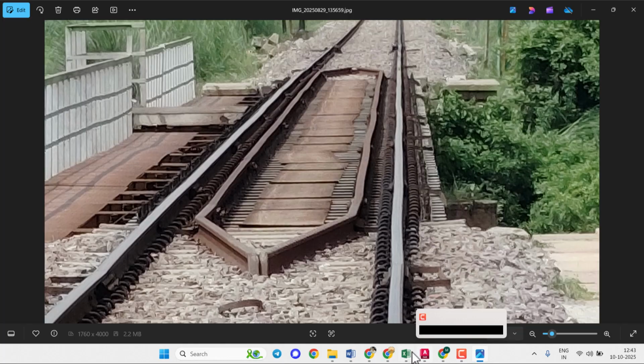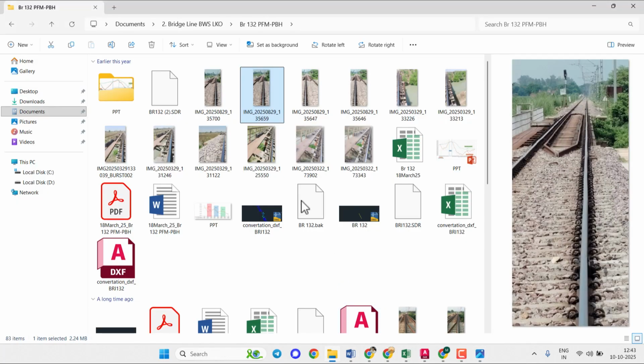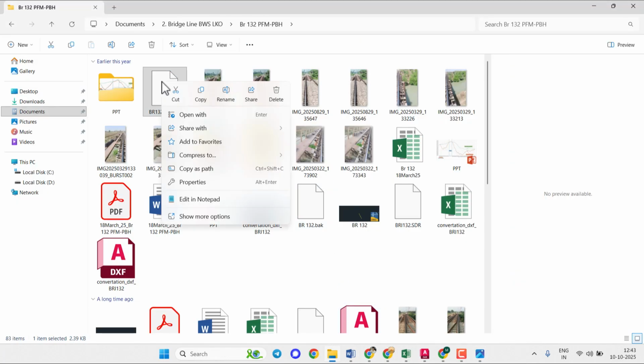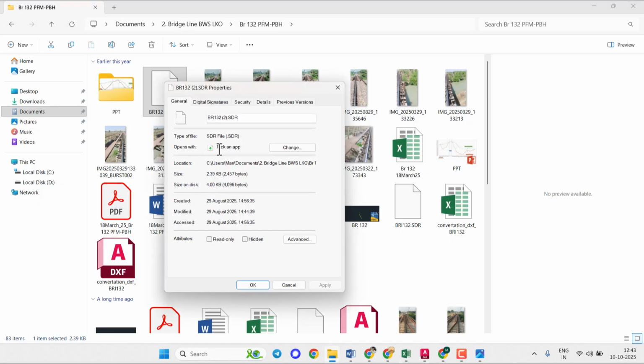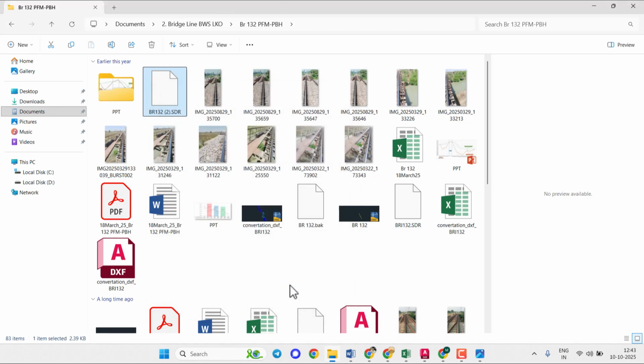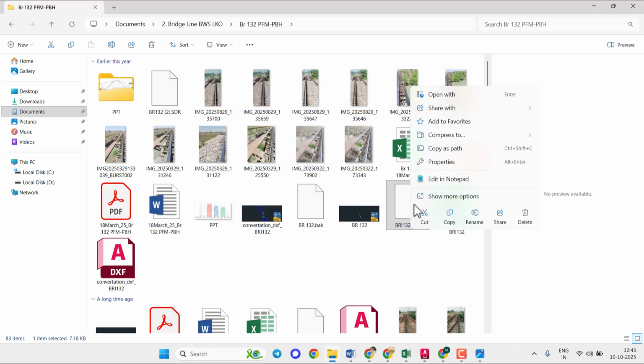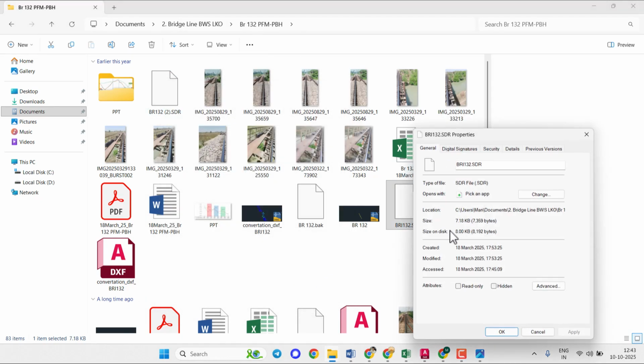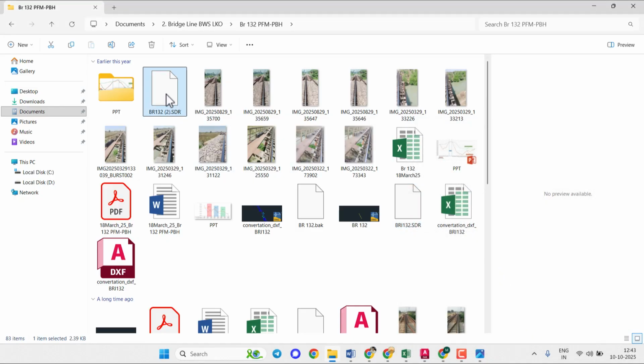First and foremost, we have to see which is the data. Actually, I have two files. This is 29th August, so this is the old one. This is 18th March, so this is the new one. This is the HDR file. I have already opened the tabs.